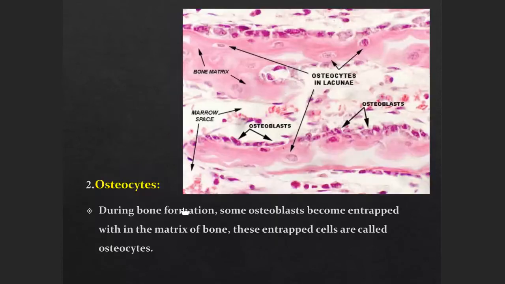Now comes your osteocytes. Can you see these osteocytes? They are inside a lacuna. If you see this whole pink structure, this is your bone. Above that are your osteoblasts. Can you see these? These are your osteoblasts. Now the cells which are entrapped within the bone and sit in a lacuna are called your osteocytes. So osteocytes in lacunae.